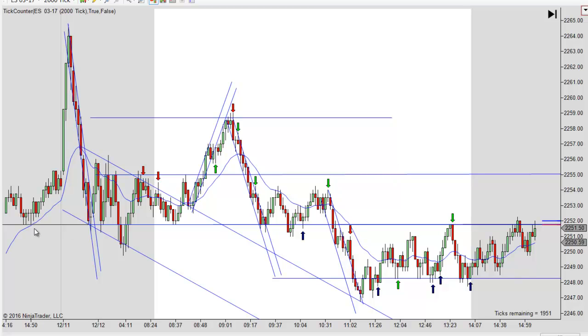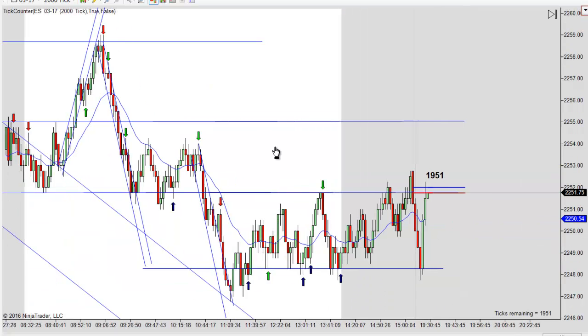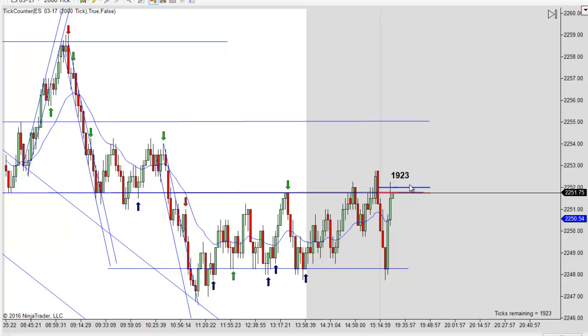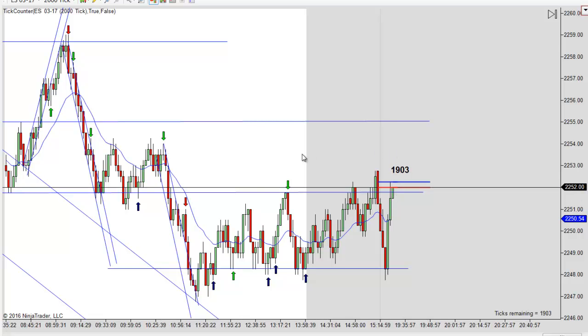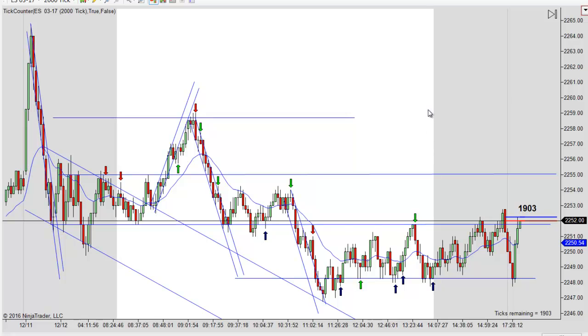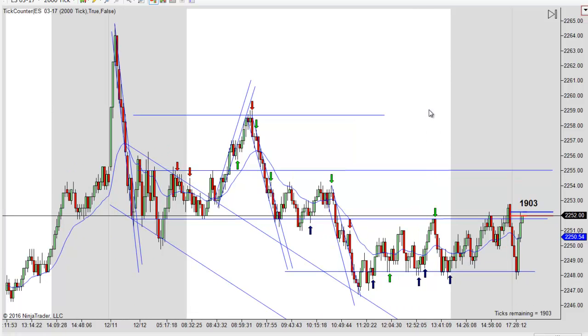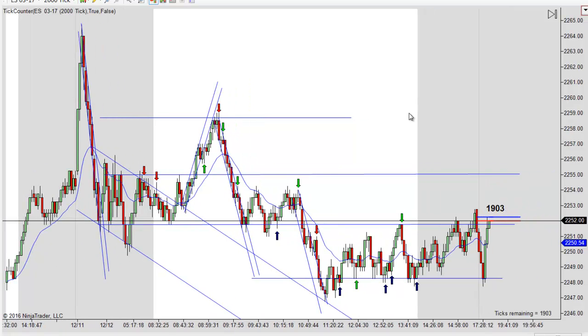We opened here at around 22.55, and we closed down maybe 5 points in the end. We've already taken most of that back. We're only down about 2 or 3 points now. So I guess we'll probably bounce from there during the overnight. We'll just have to see. But anyway, not a bad trading day.